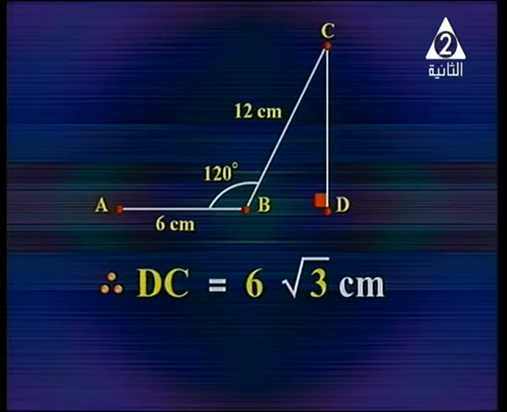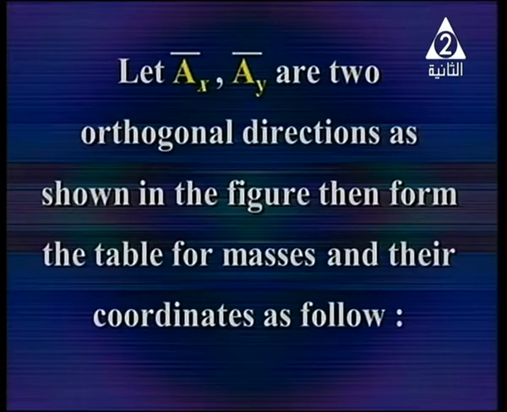DC, dear student, is opposite the 60 degree angle. By using the Pythagorean theorem or the sine of angle CBD, we find DC equals 6√3 centimeters. Now we take AX and AY as two orthogonal directions as shown in the figure, then form the table for the masses and their coordinates as follows.